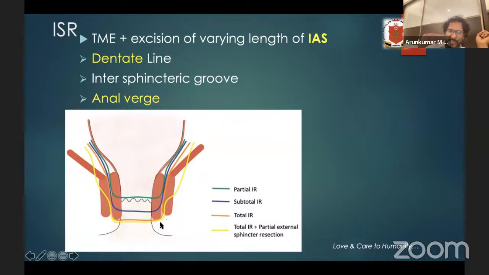And this is the anal verge. We know where the anoderm meets the perianal skin. There will be some change in color in most of the patients. So this 2 centimeter area from the dentate line is the anoderm, and this is the perianal skin. Somewhere in between is subtotal intersphincteric resection. And whenever we resect the rectum and include the anal canal along with the internal anal sphincter till the junction of anoderm and perianal skin, we call it a total intersphincteric resection. By definition, ISR is a TME with excision of varying length of internal anal sphincter. So only 2 important things: dentate line and anal verge.